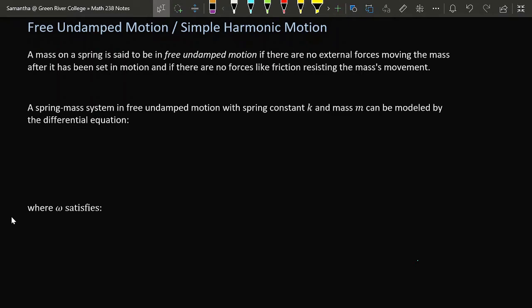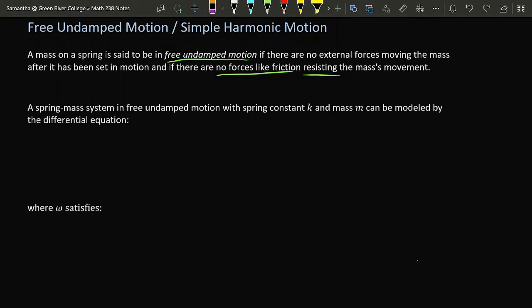In free, undamped motion, we assume that the mass is attached to the spring in a vacuum. We are assuming that there are no forces like friction which are resisting the mass's movement. When we say free, undamped motion, we also assume that after some initial time, when the spring mass system is first set in motion, there are no additional external forces such as an engine or a piston which is driving the spring mass system's movement.